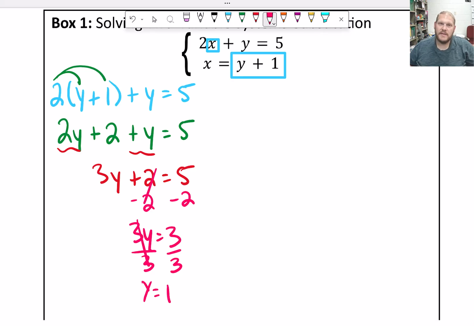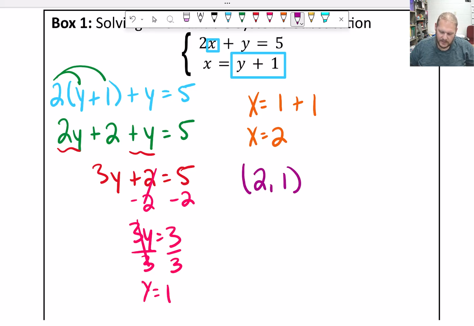Just like in any other system, once I have my first solution, I can go back to one of my original equations to plug it in to find my other answer. So I'm going to take that y value of positive 1, go back to that original equation, which was x equals y plus 1. So if x equals y plus 1, that means x equals 1 plus 1. So my x value is 2. And of course, just like always, we need to make sure it's an ordered pair for our solution. I can't just leave it as my two separate answers because this is representing the solution for my system where it's an x and a y value.